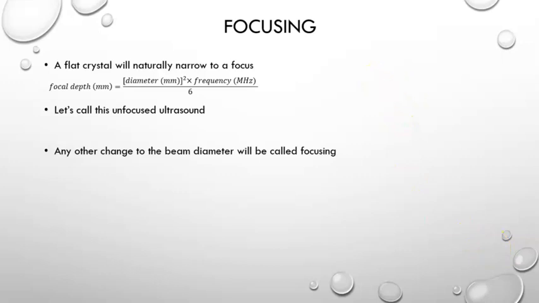Focusing transducer: a flat crystal naturally focuses to an area we call a focus. It uses what we call near field effects or Fresnel focusing to focus down to the minimum diameter. This is called unfocused ultrasound. This is a flat crystal. We call it unfocused ultrasound. It has a natural focus. If we change any other aspect of the crystal, we're going to call it focusing or focused ultrasound. Okay, this becomes important with bioeffects. So flat crystals are unfocused, but they still naturally focus.